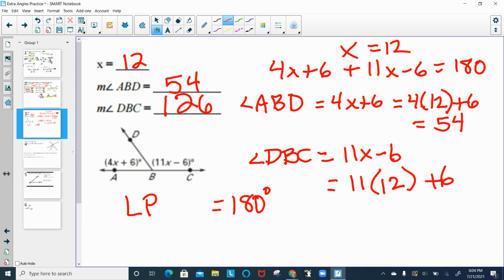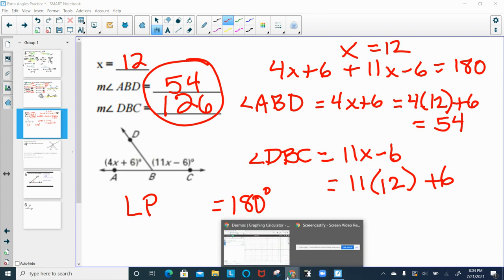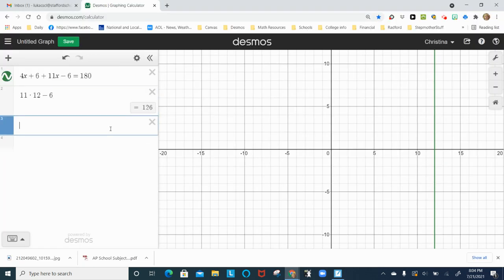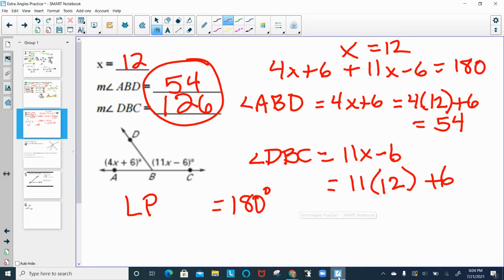And how can you check yourself? Well, you can add these two up to see, hey, did I at least get 180? And I did. So that gives me a good feeling to know, and it's not a hard check to do because I can use the calculator.